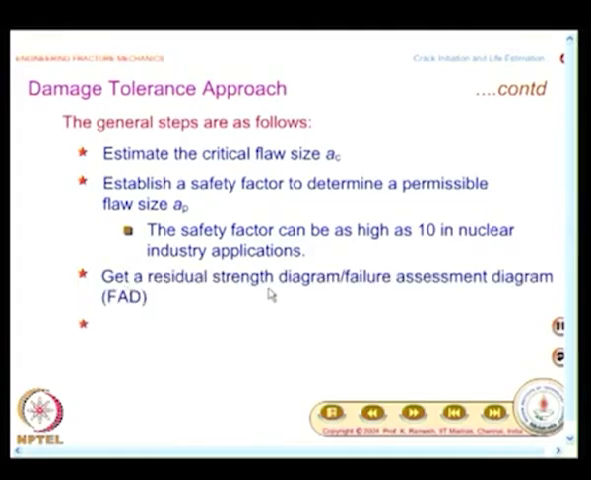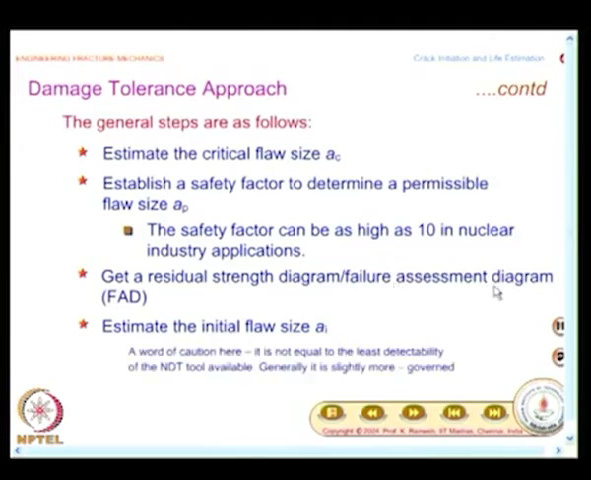And you have to get a residual strength diagram. Now you are equipped with the failure assessment diagram, so you can do a better analysis. So, the warning is: simply do not apply LEFM, because that you have learnt thoroughly. That is the starting point.